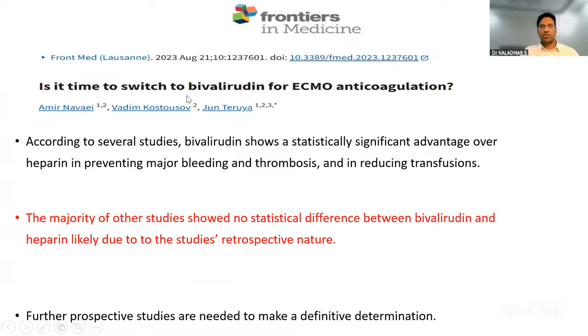Is it time to switch to bivalirudin for ECMO anticoagulation? According to several studies, it shows a statistically significant advantage over heparin in preventing major bleeding and thrombosis and in reducing transfusions. Some studies showed no statistical difference, but the limitation of those studies is that they are more retrospective in nature. So probably I think bivalirudin gives an advantage over heparin in anticoagulating ECMO patients. Further prospective studies are needed to make a definitive determination.